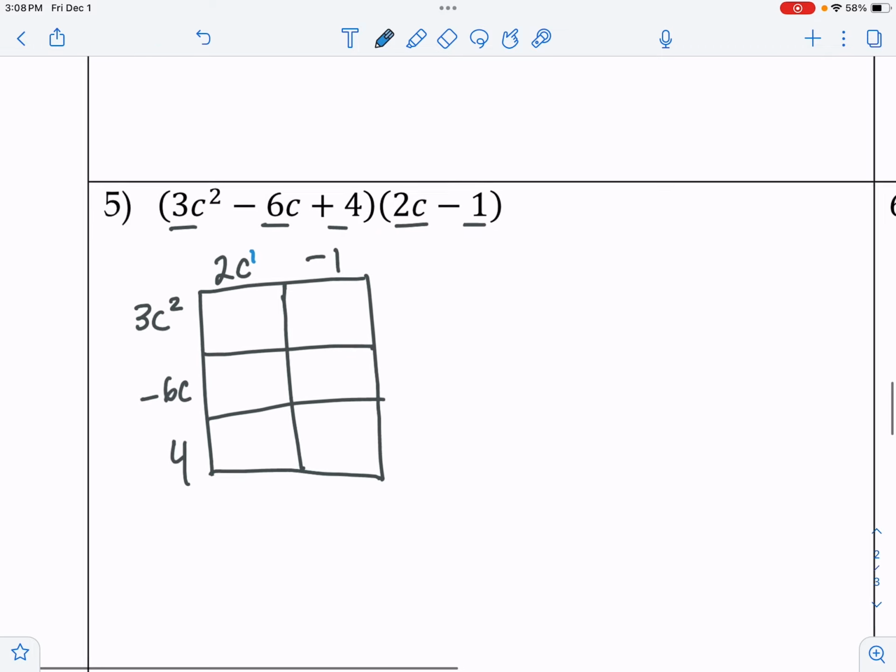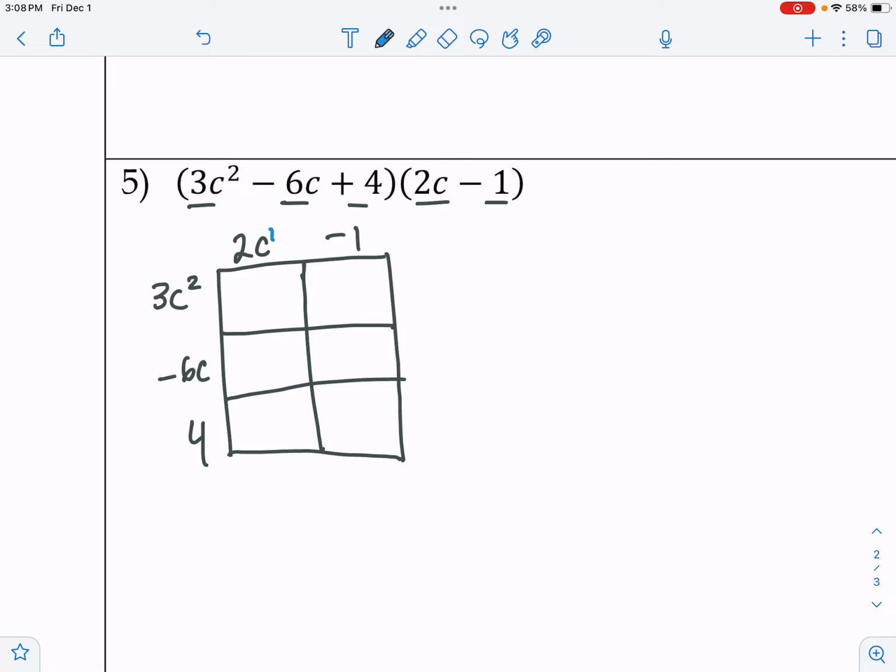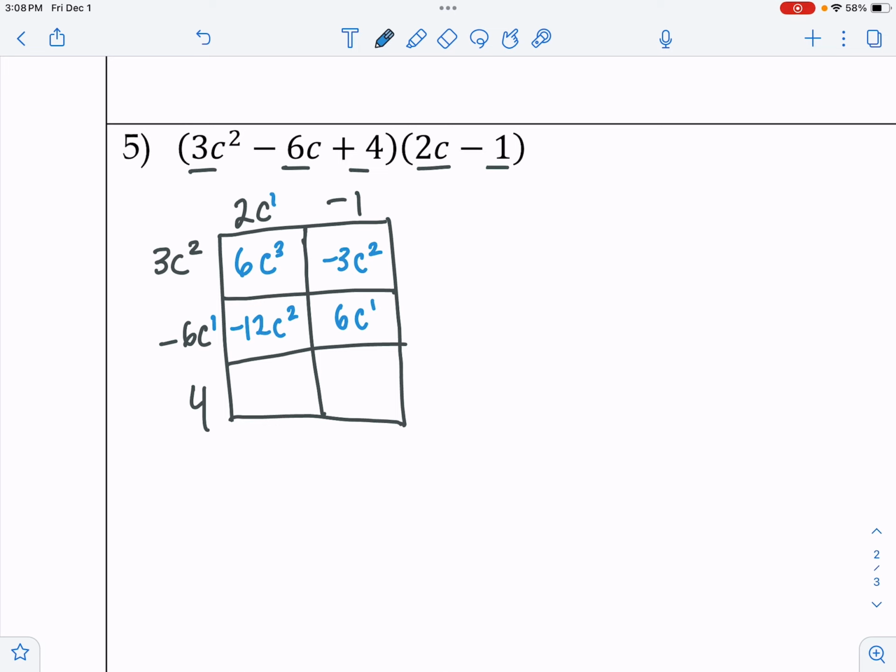Now we're going to have 6 terms for our final answer. So 3 times 2 is 6. C2 and C1 is C3. 3 times negative 1 is negative 3 with the c squared. Negative 6 times 2 is negative 12. C1 and C1 gives us C2. Negative 6 times negative 1 is positive 6 with the C1. 4 times 2 is 8 with a C1. 4 times negative 1 is negative 4.